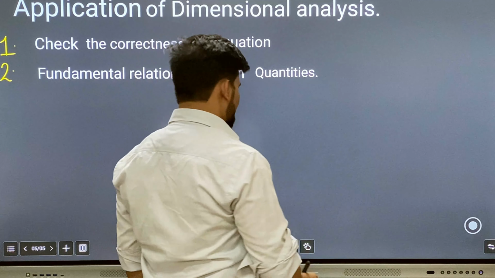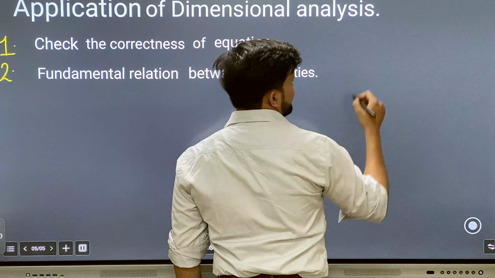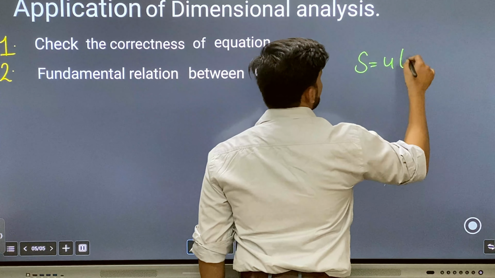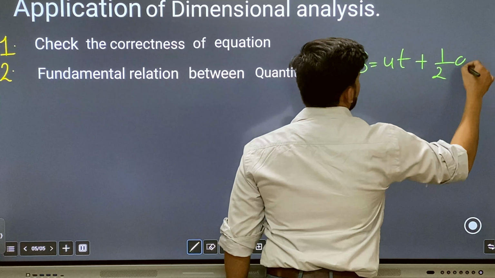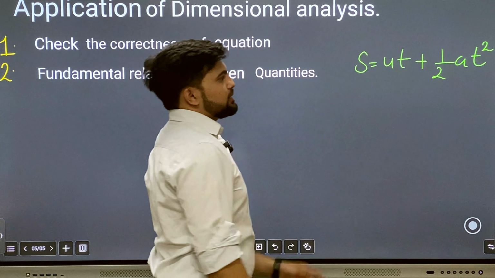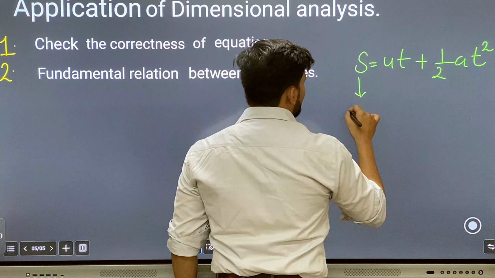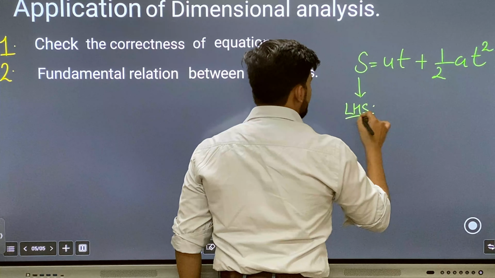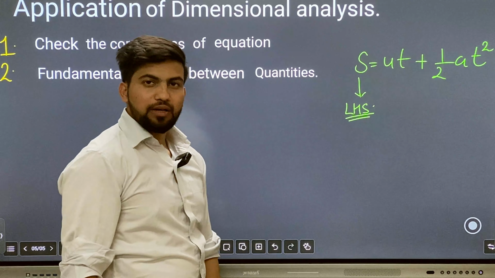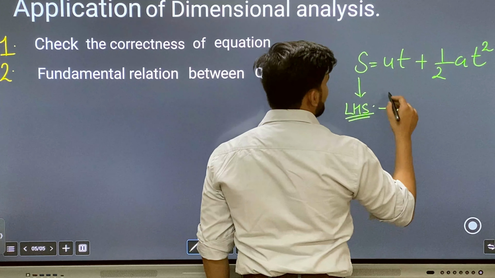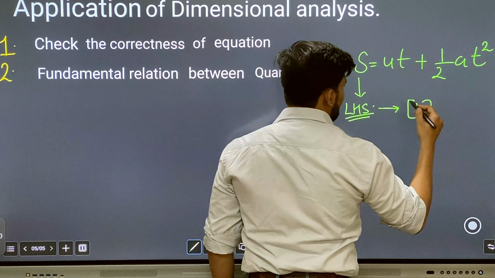Suppose I am taking the example of the second equation of motion, it is given as s = ut + ½at², and you want to check whether the given formula is correct or not. So what you have to do is write the dimensional formula of the left hand side as well as the dimensional formula of the right hand side. Here S stands for displacement. The dimensional formula of displacement is [L].